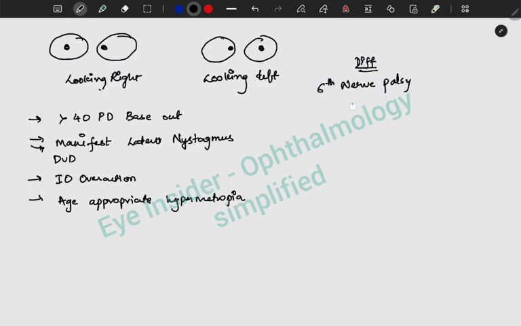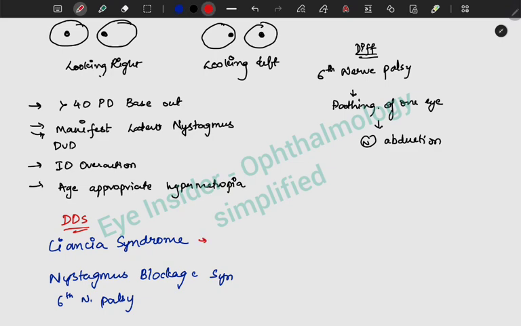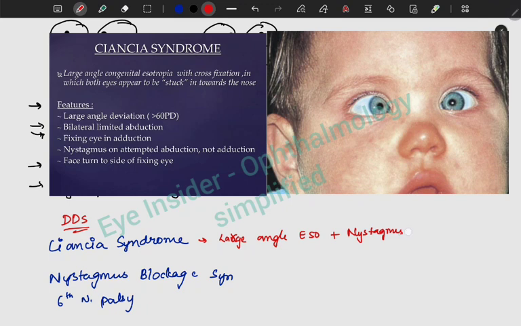We have to differentiate it from sixth nerve palsy by patching one eye; the other eye has normal abduction. So the differential diagnosis includes Ciancia syndrome, nystagmus blockade syndrome, sixth nerve palsy and accommodative esotropias also. Ciancia syndrome is a large angle esotropia along with nystagmus on abduction with head turned towards the adducting eye.